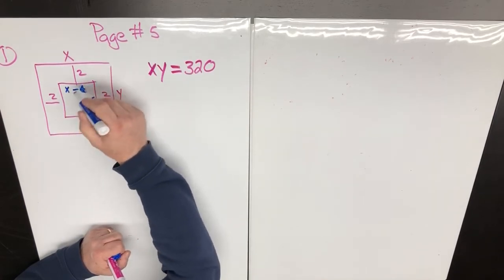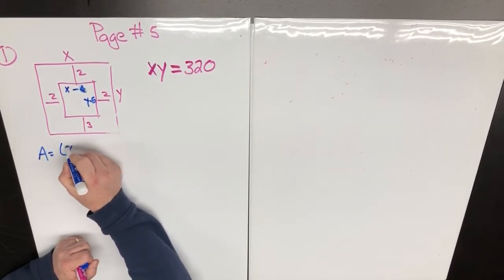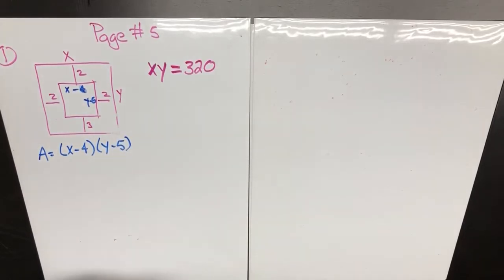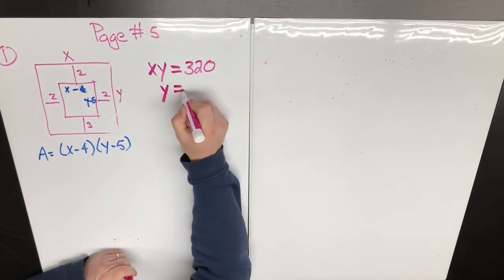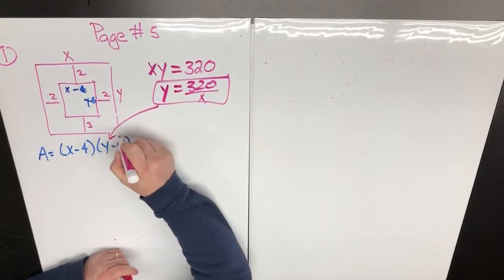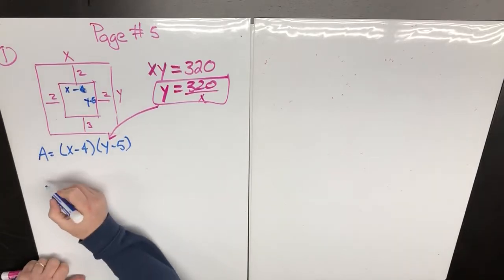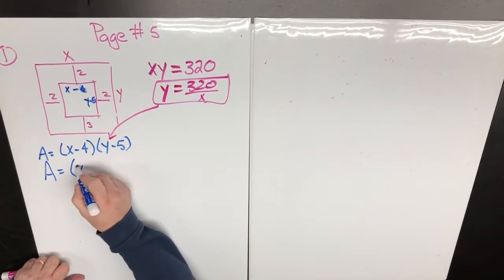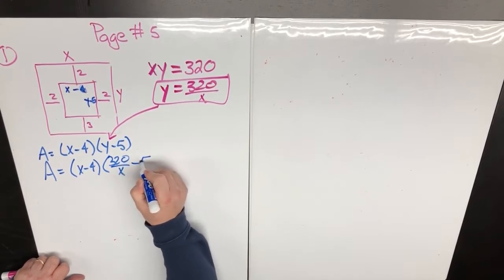Well, we want to maximize the area of this inside rectangle, so we're going to say area equals x minus 4 times y minus 5. And we're going to take our known relationship, solve it for y, for example, and substitute that right in there. So your formula for area will look like this: A equals x minus 4 times 320 over x minus 5.